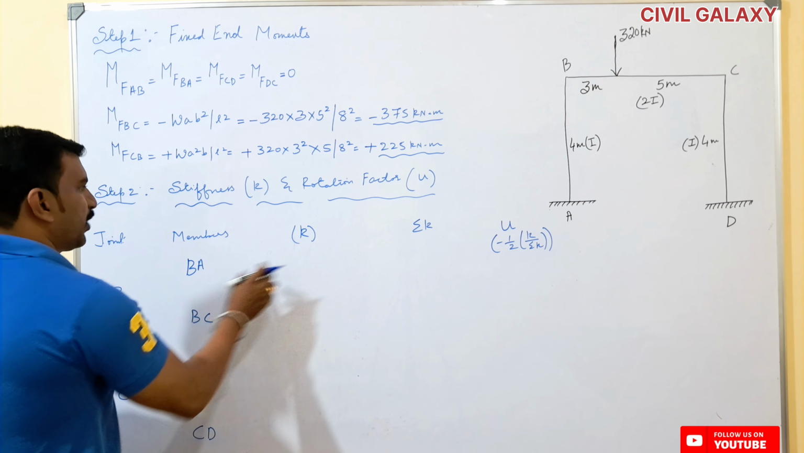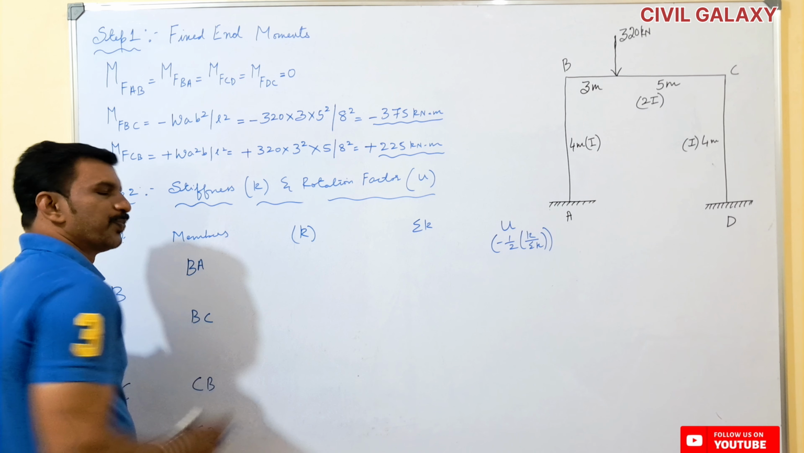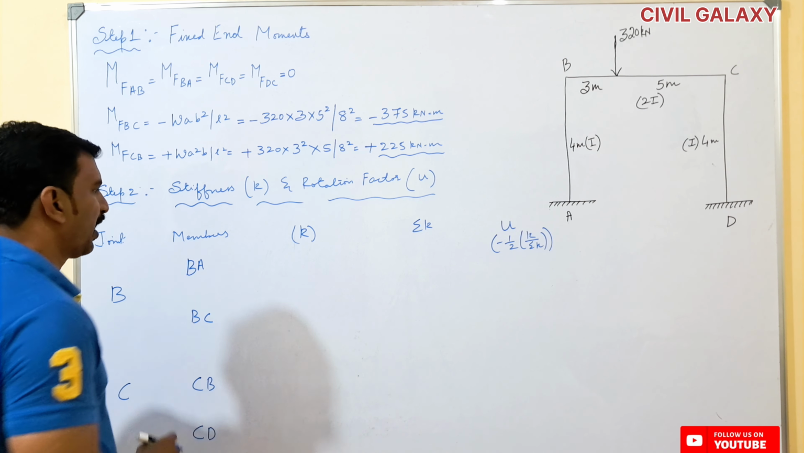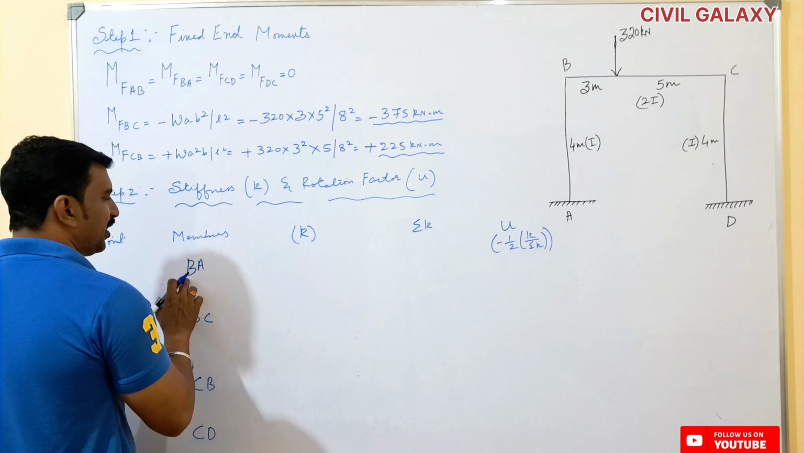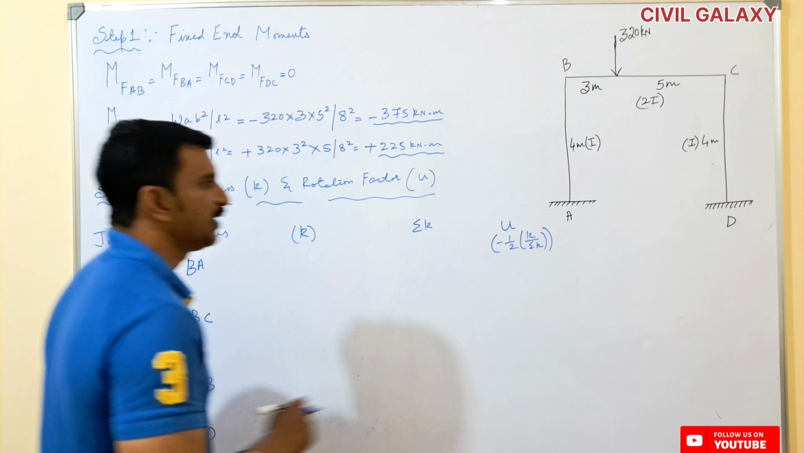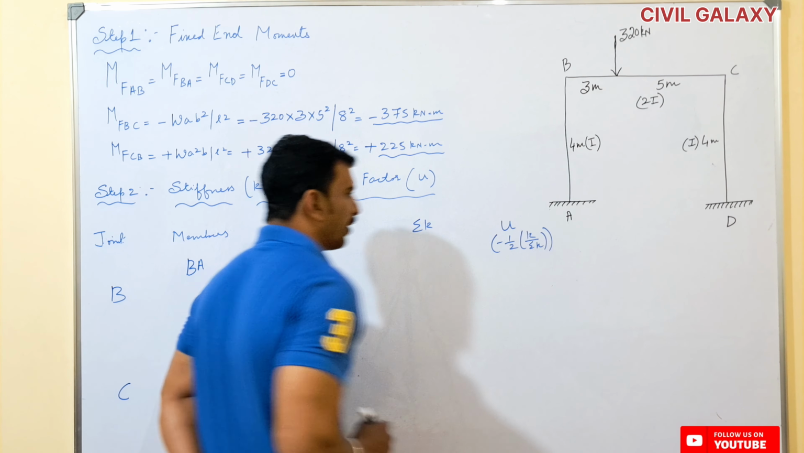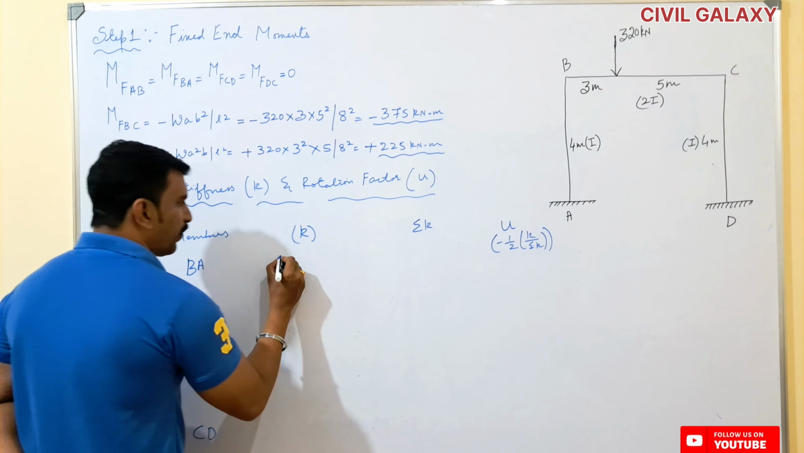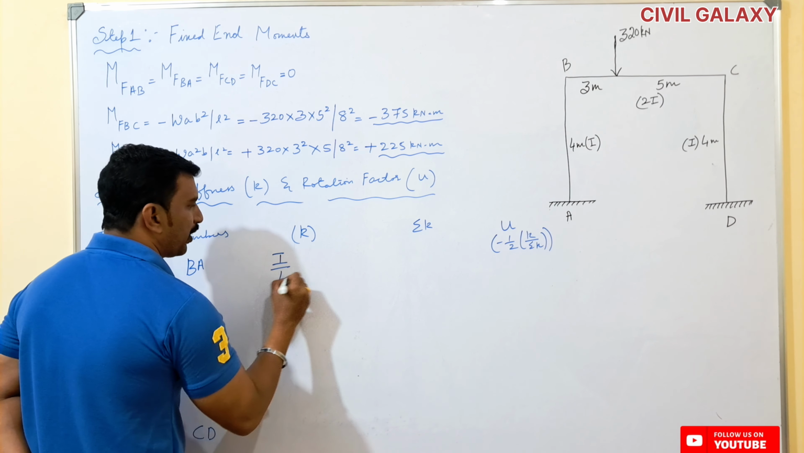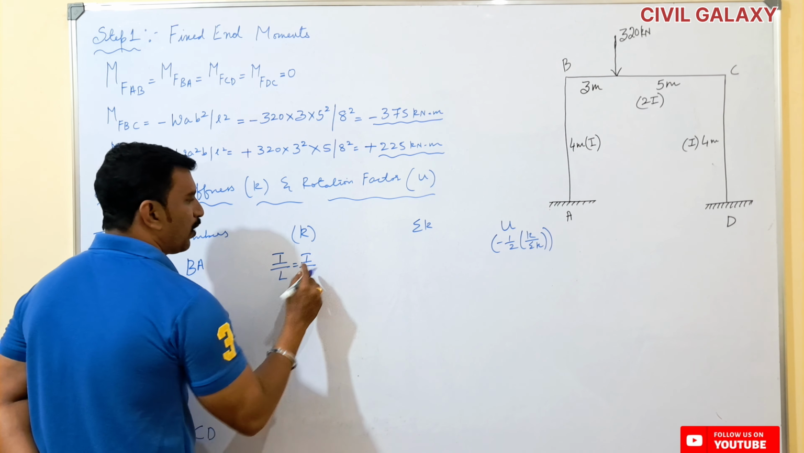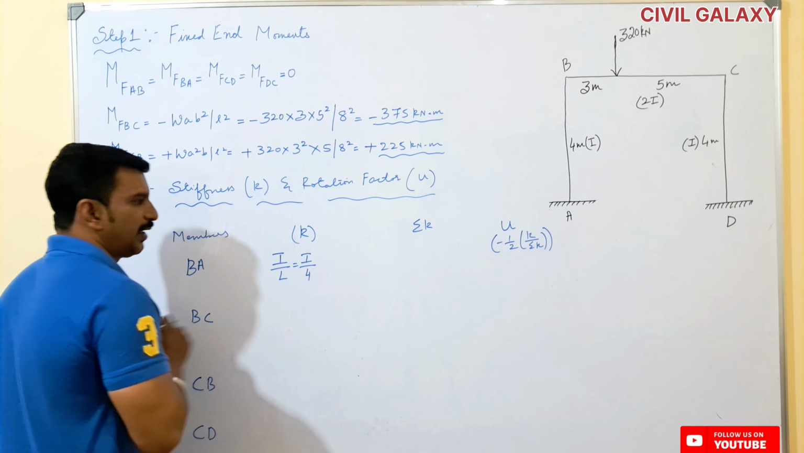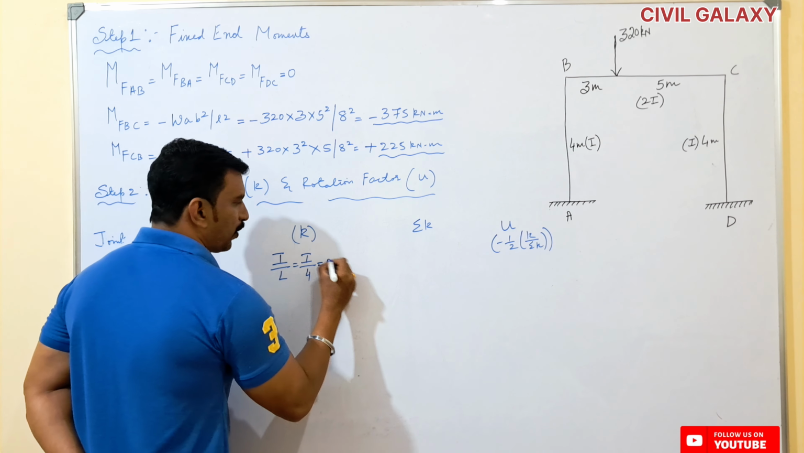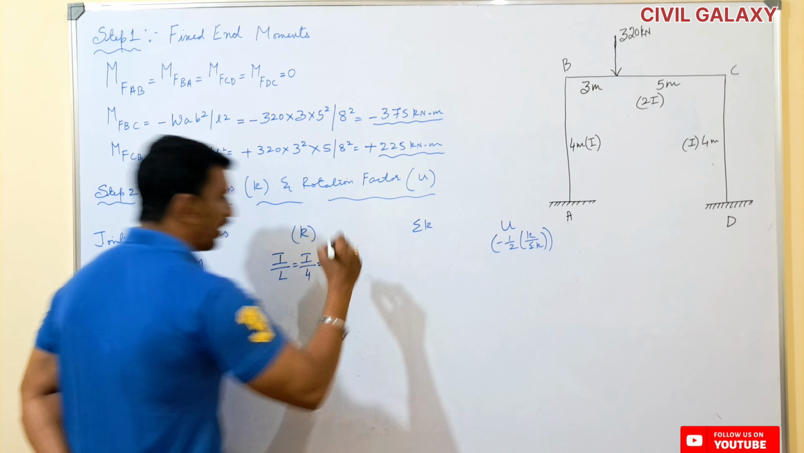Now if you want to find the stiffness, we need to know the far end conditions. In member BA, B is the near end and A is the far end. Since the far end is fixed, the stiffness will be equal to I upon L. The value of L will be 4 meters for BA, that is the height, which will be equal to 0.25 I.